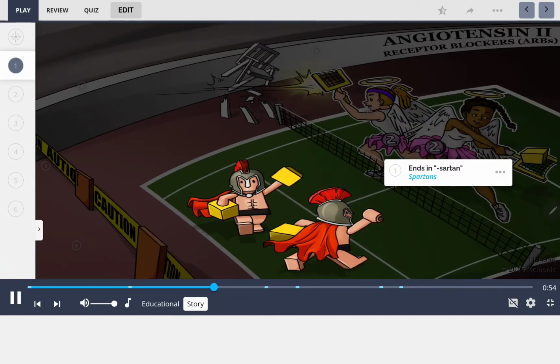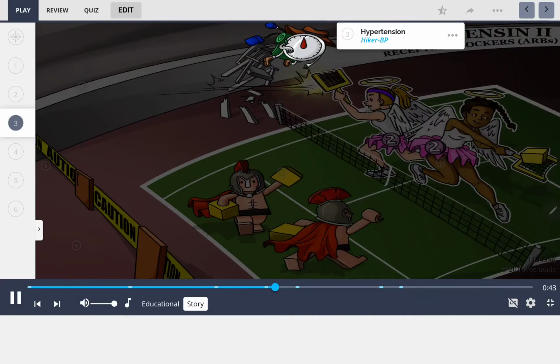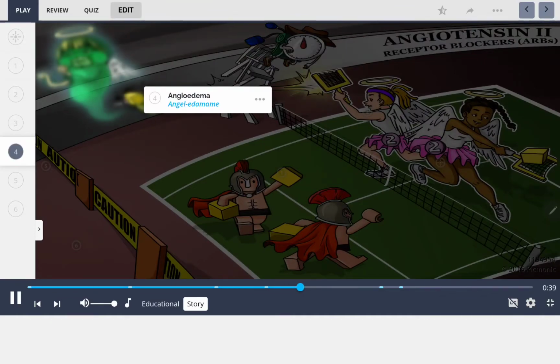without delay. Oh my! What an impressive display of athleticism, as one angel catches a block on her receptor and deflects yet another. Oh my! The Hiker BP line judge has just been caught in the crossfire. And one unlucky fan is experiencing the side effects of sitting courtside. Will everyone please stand in a moment of silence for the dearly departed Angel Edamame as she ascends to heaven?